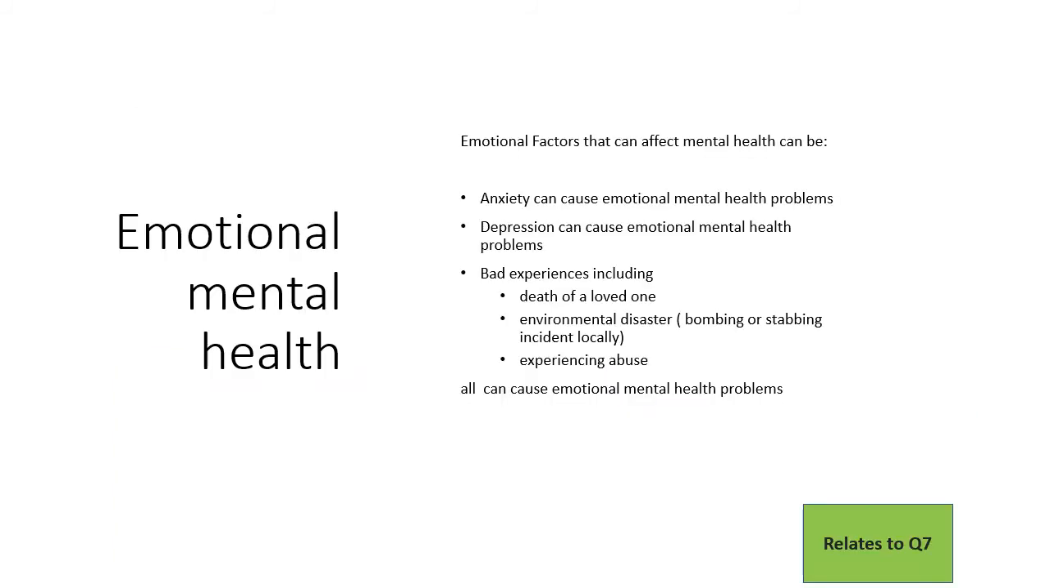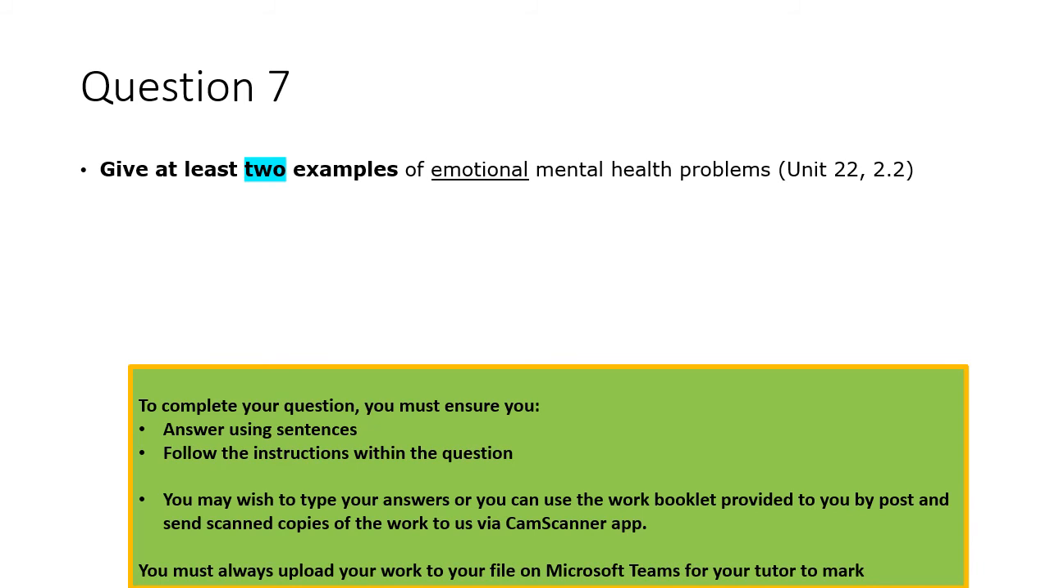Question number 7 is about emotional mental health. So looking at the factors that can affect. So anxiety can cause emotional mental health problems. Depression can cause emotional mental health problems. Bad experiences including death of a loved one, environmental disasters, so bombings, stabbing incidents locally, that's a bad experience that can affect, and experiencing abuse. All these can cause emotional mental health problems. And question number 7, you need to give at least 2 examples of emotional mental health problems.